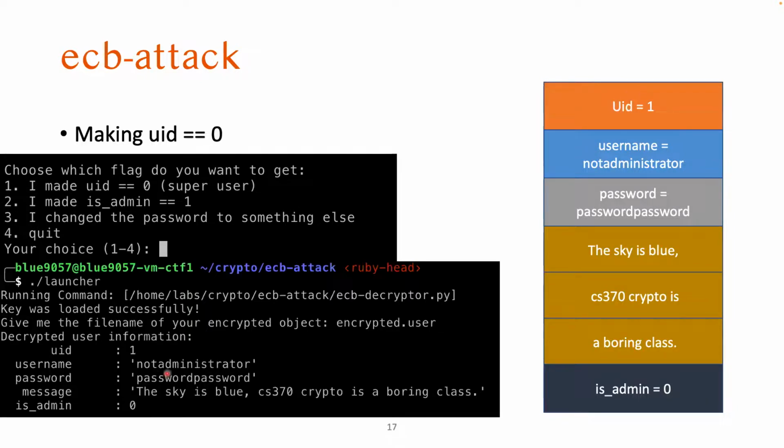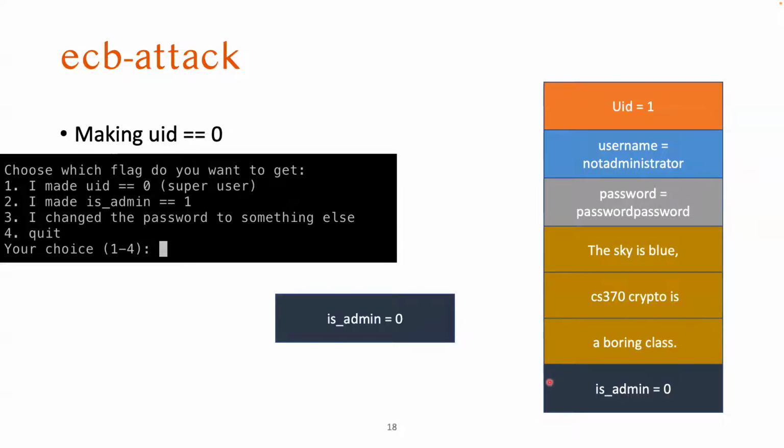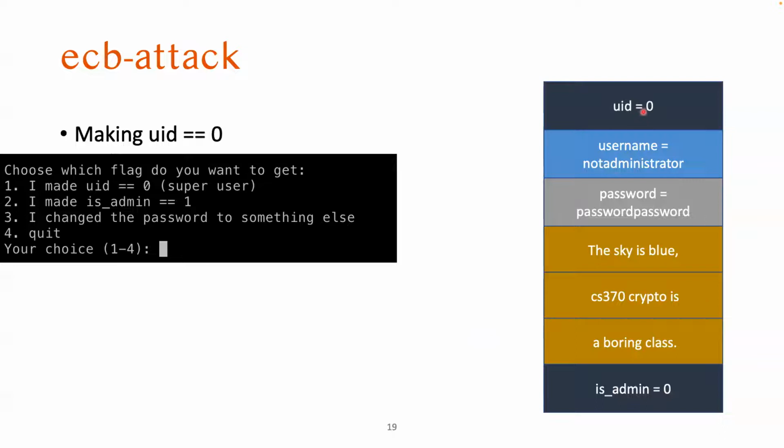So that we know that the last block's plain text value is 0, right? Then just overwrite that to here. And to do that, our block 0 stores the UID, 1 is for the username, and 4, 5, 7, 6 is storing the isadmin. So what we want to do is overwrite the content of block 0 with the content of block 6.